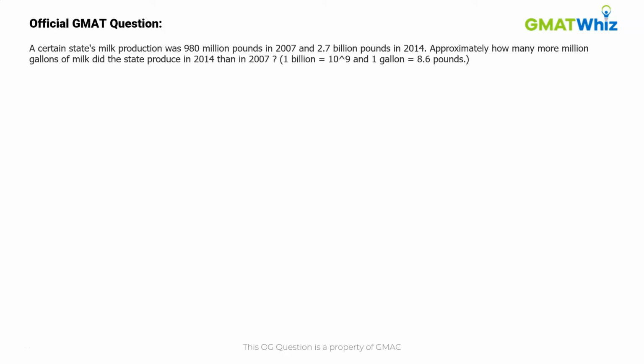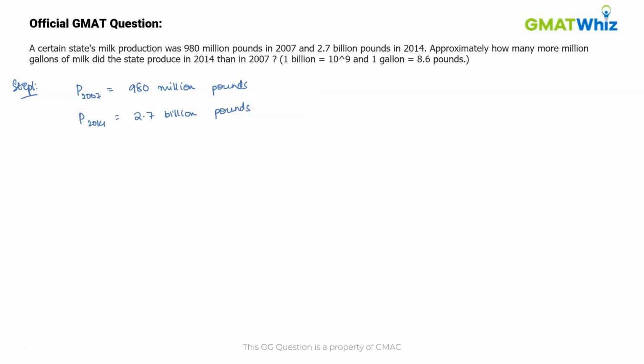In this question, we are given that a certain state's milk production was 980 million pounds in 2007. So, let's write down the information as we read the question. The production in 2007 is equal to 980 million pounds. And in 2014, the production was 2.7 billion pounds.